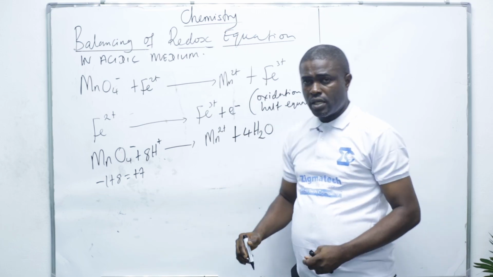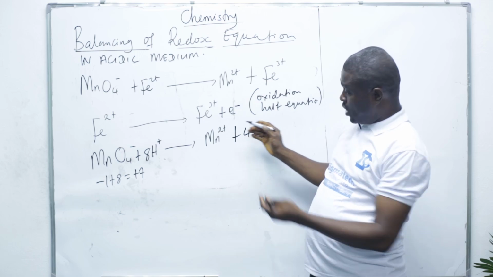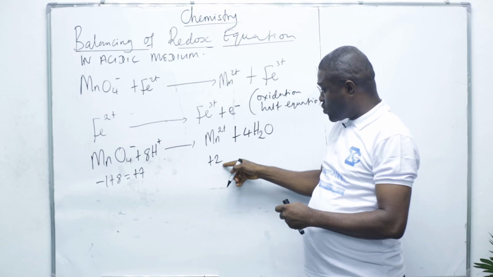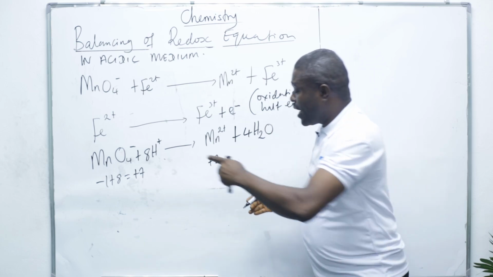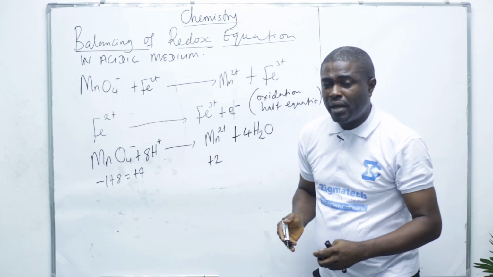Let me go to the other side. How many do I have? Just this. There's no charge here. I have only plus 2. So if I have plus 2 at my right hand side and plus 7 at my left hand side, where do I have a greater number? At my left hand side.